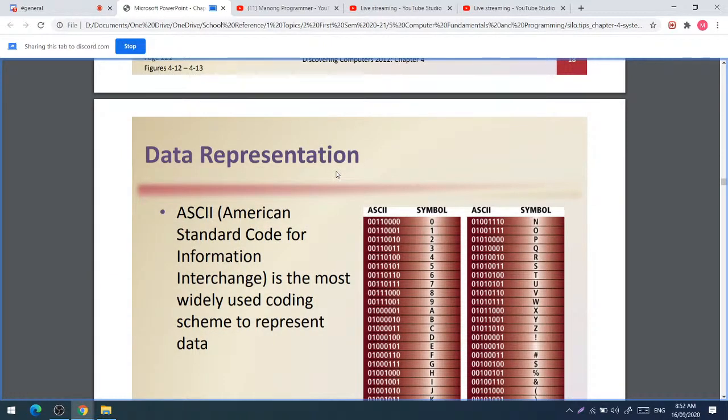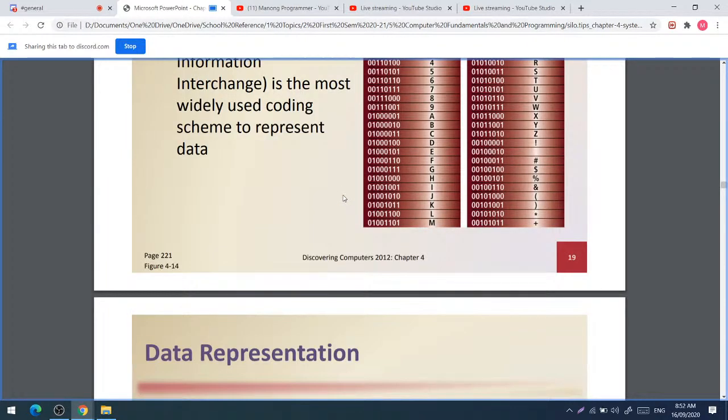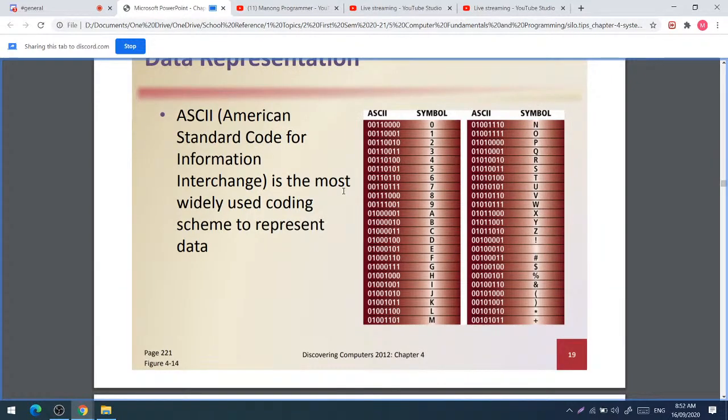And another piece of information about data representation: the smallest computer unit is the bit. Sir, what does bit mean? It is short for binary digit. That is why it is called a bit. And take note, 8 bits is equivalent to 1 byte.